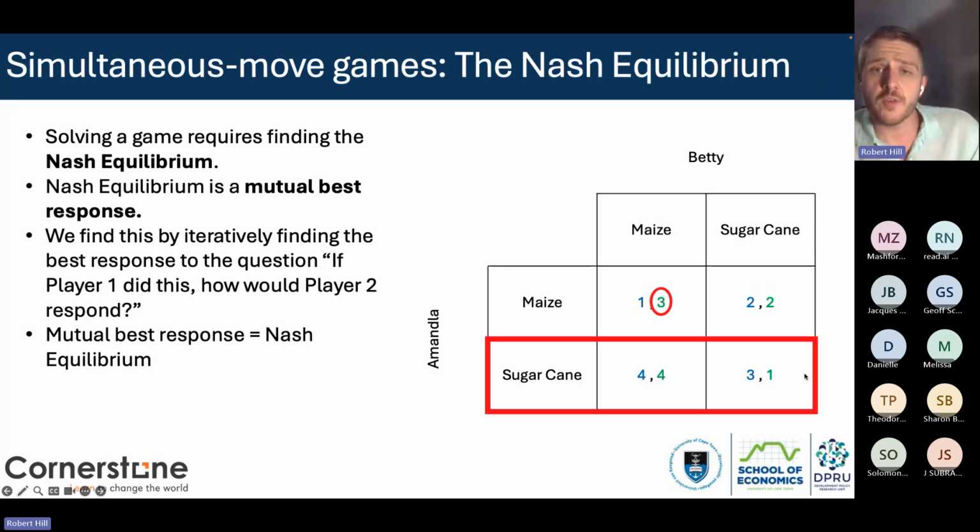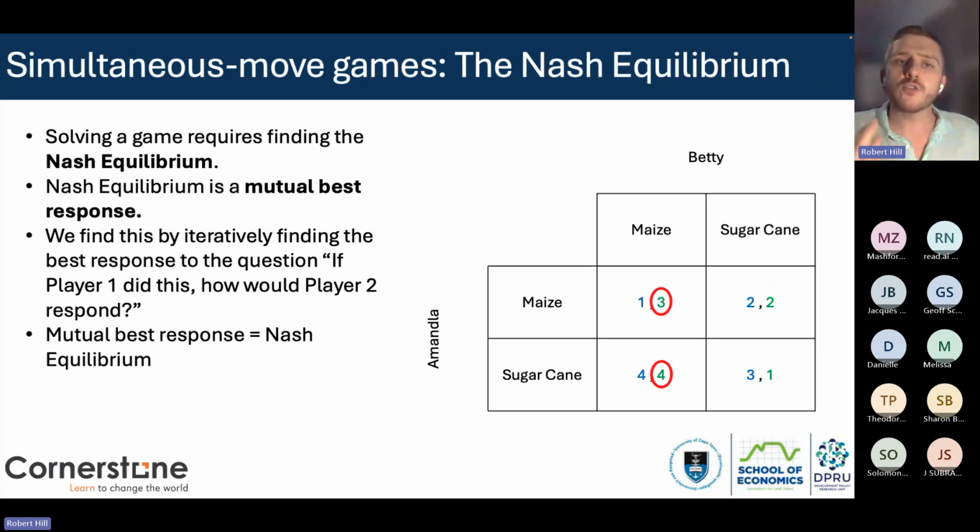So we say, well, 4 is better than 1, so 4 is the best response for Betty in that case. We've now gone through everything about if Amandla did this, how would Betty respond? So now we swap our logic and we say, if Betty did this, how would Amandla respond?